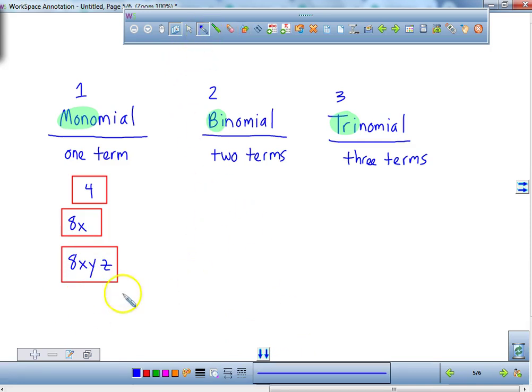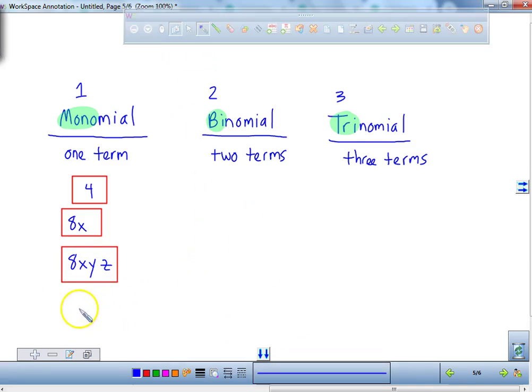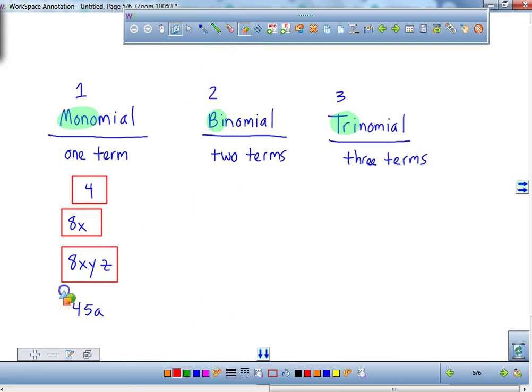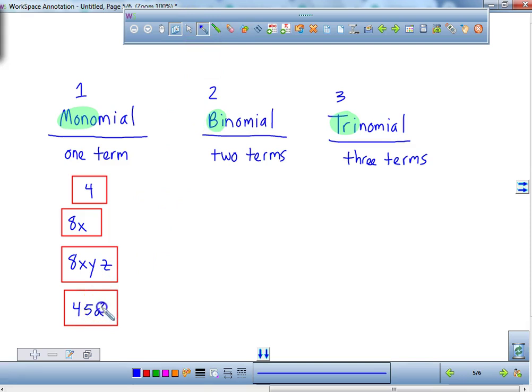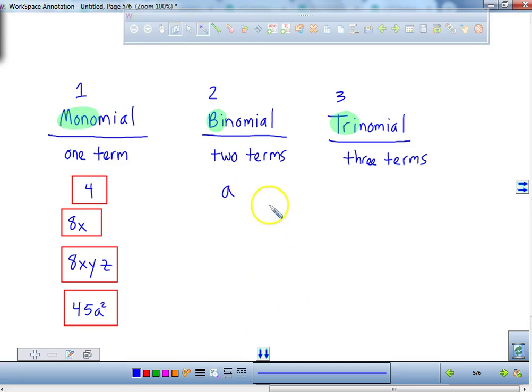Give me an example of what you think would be a monomial. 45, yes, very good. What if I stuck an a next to it? Is that still okay? Yeah, very good. So that's correct. These are all considered to be monomials. If I said, watch this, 45a squared, still 1 term.